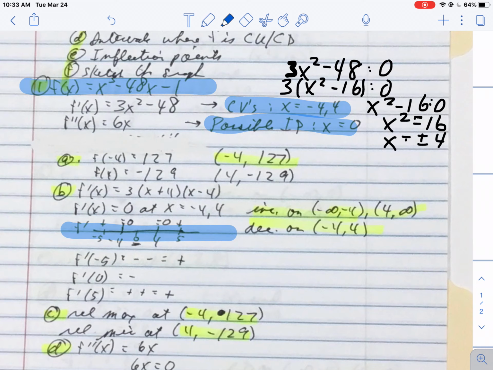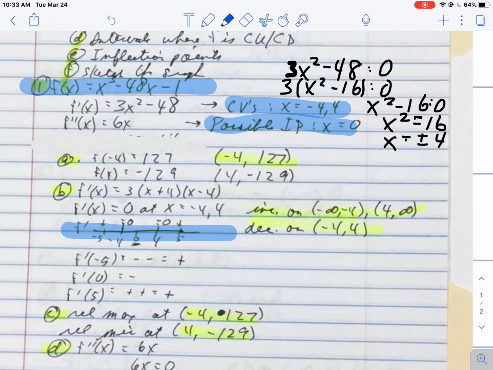We can then identify relative maximums and relative minimums, where we have a sign change in our first derivative. Since we're increasing on the left of negative 4 and decreasing on the right of negative 4, we have a relative max at the point where x equals negative 4, or at the point negative 4, 127. Since we are decreasing on the left of 4 and increasing on the right of 4, we have a relative minimum at the point where x equals 4, or at the point 4, negative 129.